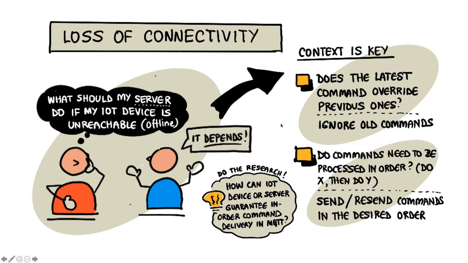So another good question: what should my service do if the IoT device is unreachable? Again, it depends. You need to work out what you need to do. Do your commands need to be processed in order? Do you queue up your commands, then resend them? If your command is turn the LED on, turn the LED off, you can probably just ignore them except the last command. So very much like with telemetry, it depends on what you want to do with it.